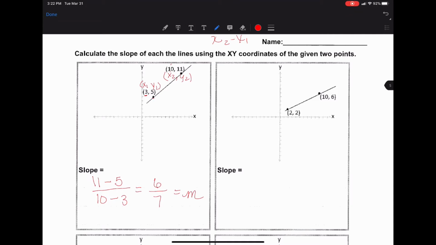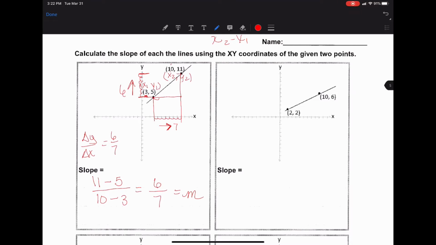And if I think about it, if I make a triangle to go over 1, 2, 3, 4, 5, 6, 7. So we went over to the right 7. And from here to here, 1, 2, 3, 4, 5, 6, and we went up 6. So my delta y over my delta x is 6/7. So I'm able to verify it with the graph.